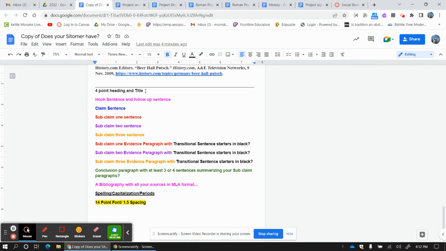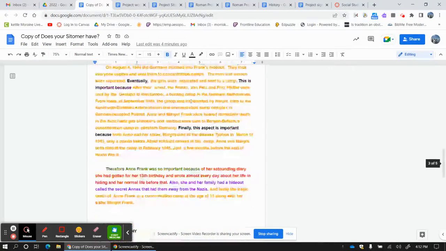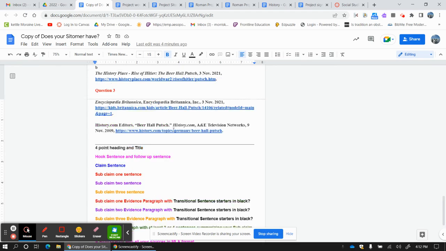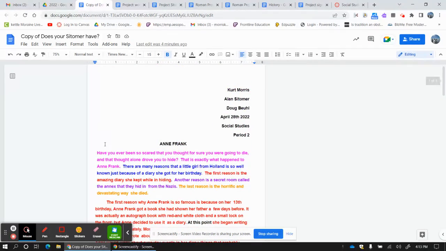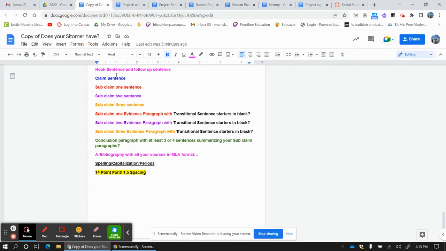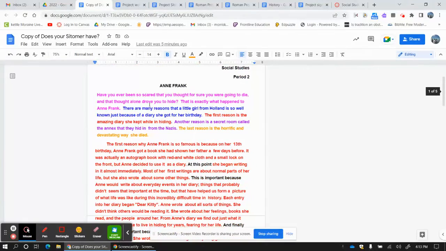And then this here says, do you have a 4-point heading and a title? I hope so. It's up here. Do you have a hook sentence and a follow-up sentence? I hope so. Because that's what this is. These are all grades you're going to get. Do you have your claim sentence in blue, your red subclaim sentence, your purple subclaim sentence, and your orange subclaim sentence? Do you have all that? I hope so. Because that is exactly what this is. That makes up your thesis paragraph. That and your hook, the pink.